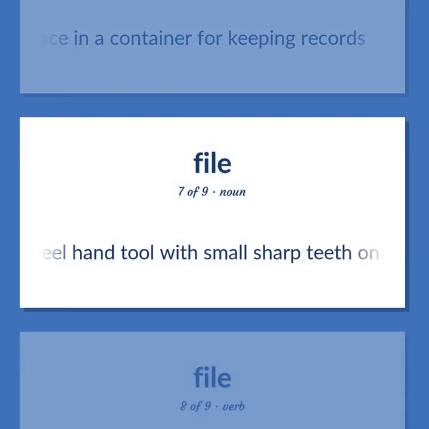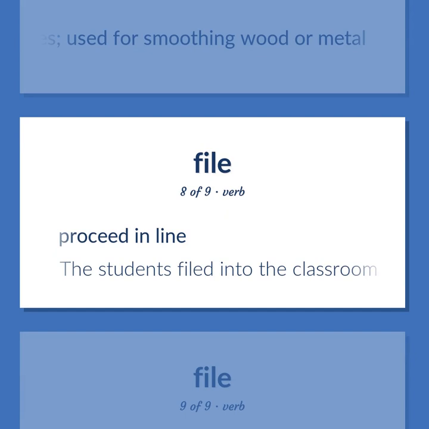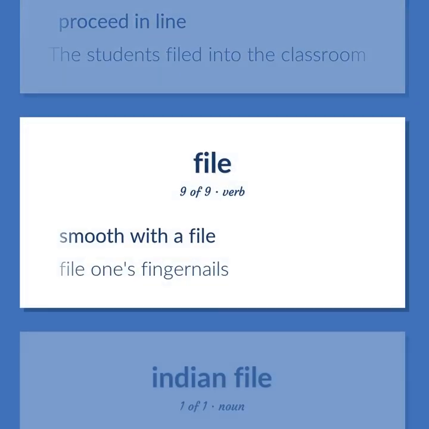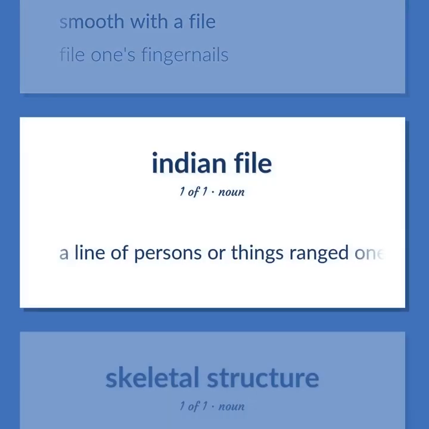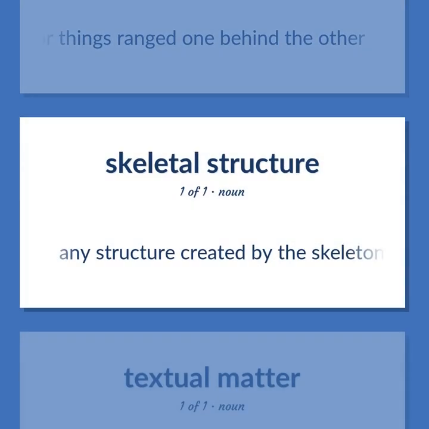A steel hand tool with small sharp teeth on some or all of its surfaces, used for smoothing wood or metal. Proceed in line. The students filed into the classroom. Smooth with a file. File one's fingernails. A line of persons or things ranged one behind the other. Any structure created by the skeleton of an organism.